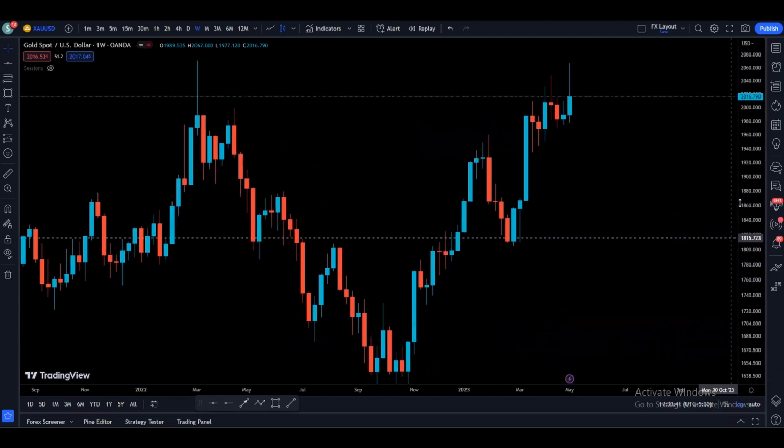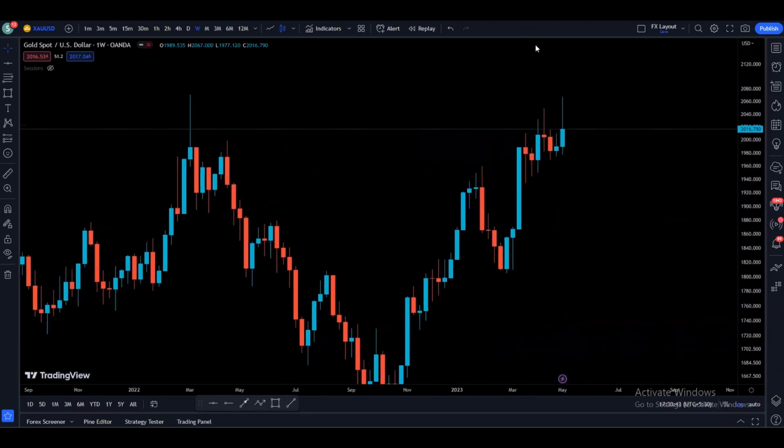On the weekly time frame, we can see that the price is pretty much bullish because we are making higher highs and higher lows. As we can see, we created a high, after that we created a low which is higher than the previous low. So, higher low, after that we broke the previous high, basically created a higher high. So as you can see, the market structure is bullish on the weekly time frame.